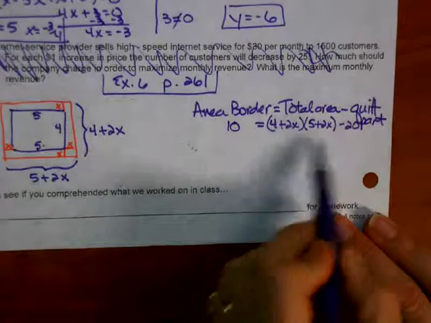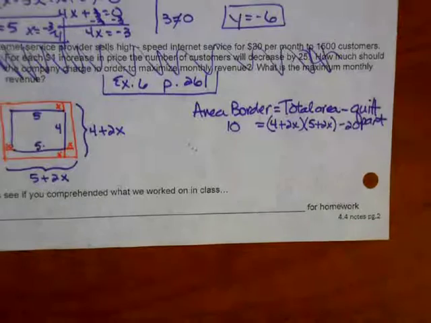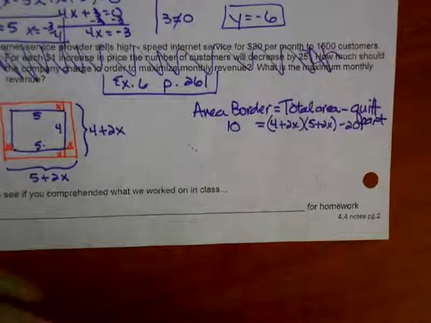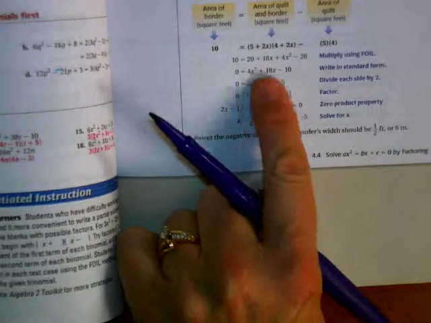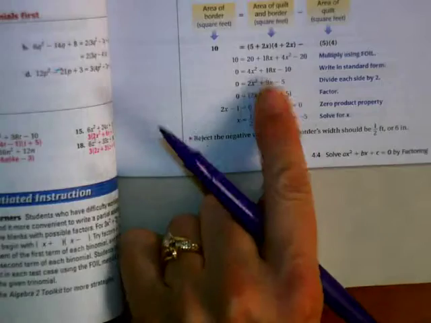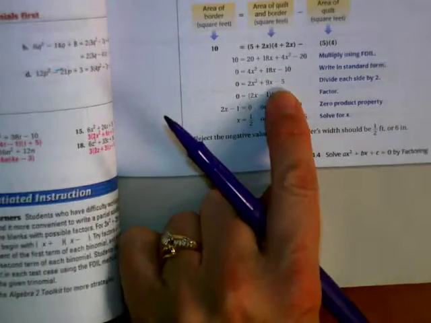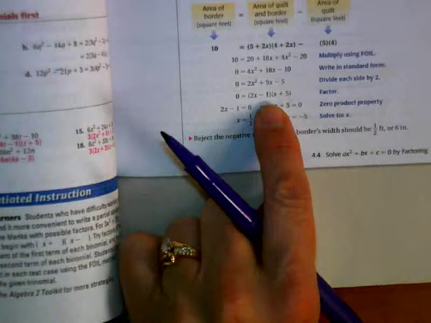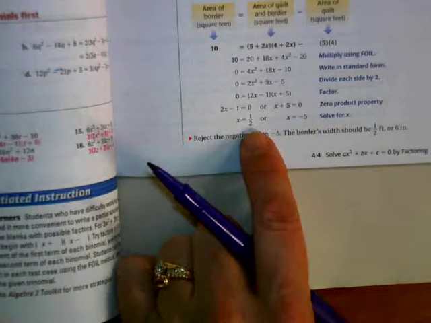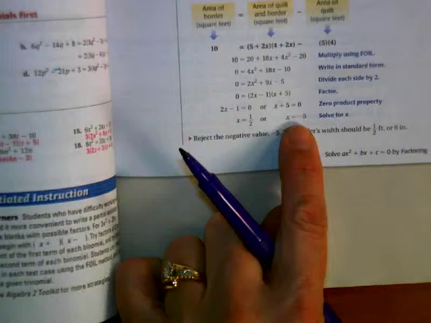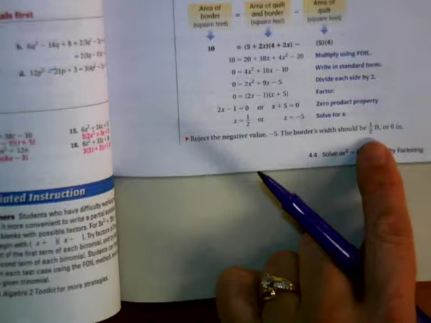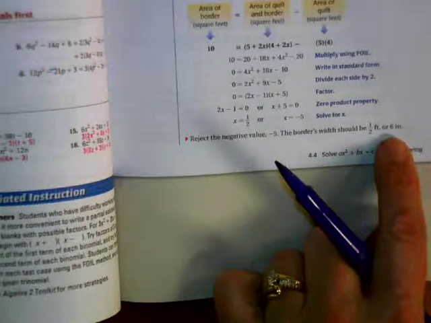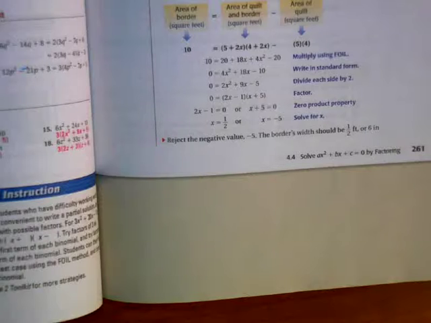So now you would have to FOIL and put it all in standard form. You have to FOIL, which is what you do here. Then you put it in standard form, which is what you do here. Then you divide everything by 2 and factor. And you get x equals 1/2 and x equals -5. -5 doesn't work, does it? No, that doesn't work. So this would be 1/2 foot or 6 inches. You could have just measured out a half foot, but you want to use your total 10 feet of fabric.